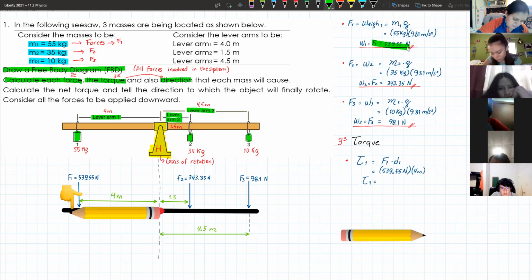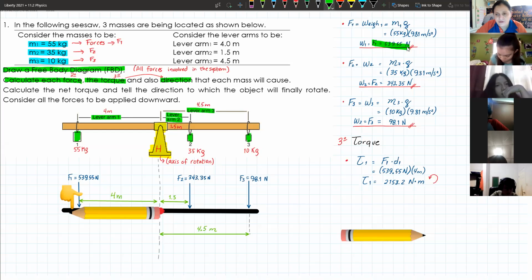$2,015.82. No, it's 2,158.2. Sorry. Okay, 0.2, and the units are Newton meter. Now, we need to indicate the direction. The direction that we noticed was counterclockwise. Is it positive or is it negative? It is positive, okay?